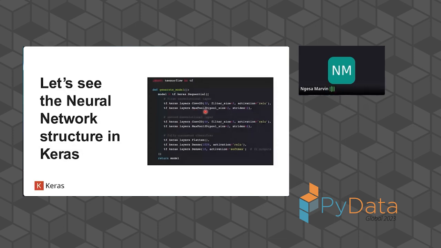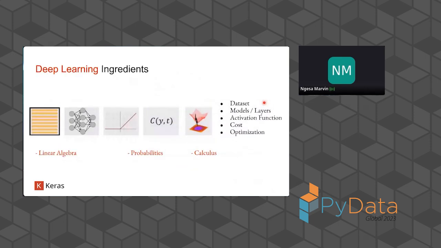You can then define the pool size, maybe 2 by 2, and then the stride. Here we have the filter, and you can also define an activation function here. You have ReLU. There are also a bunch of other activation functions that you can use for this particular model. So yeah, these are some of the key ingredients for deep learning.